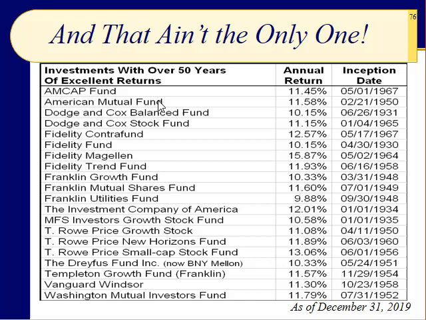Oh, by the way, AMCAP, American Mutual Fund, Investment Company of America, Washington Mutual Investors Fund, they're all American Funds, now called the Capital Group. Well, they've always been called the Capital Group. They're a real strange group. They're based in L.A. They've always been called the Capital Group, but everybody else referred to them as American Funds. And now they're saying, we're the Capital Group. And why are they doing that? Because they want to go globally.